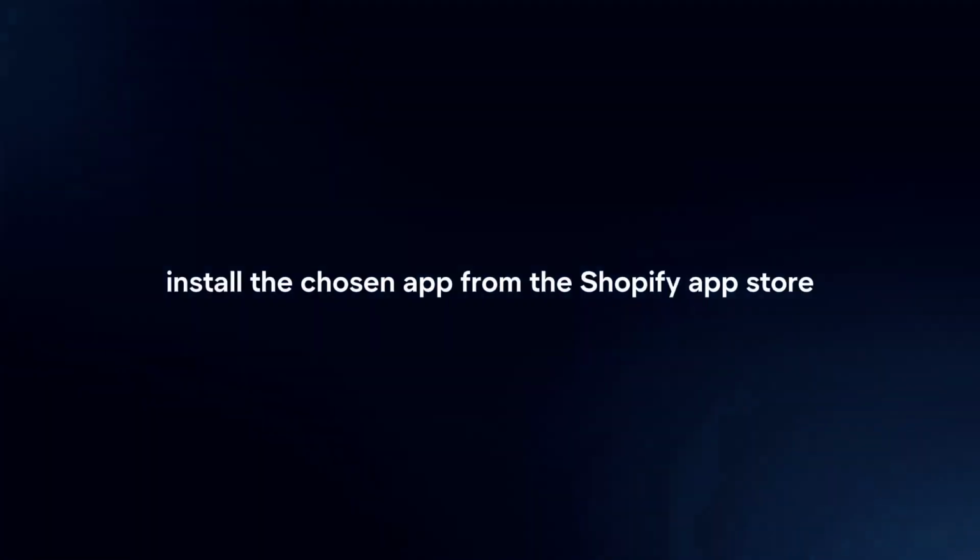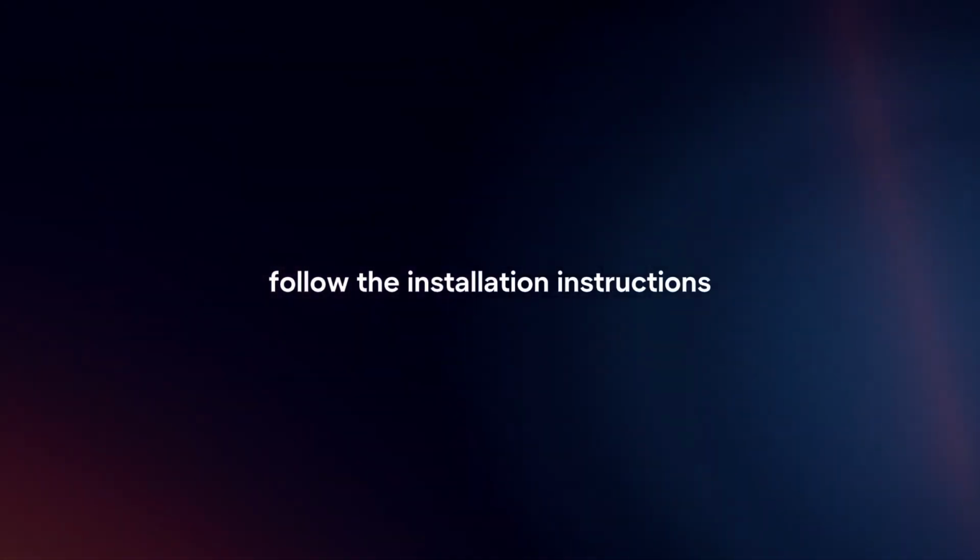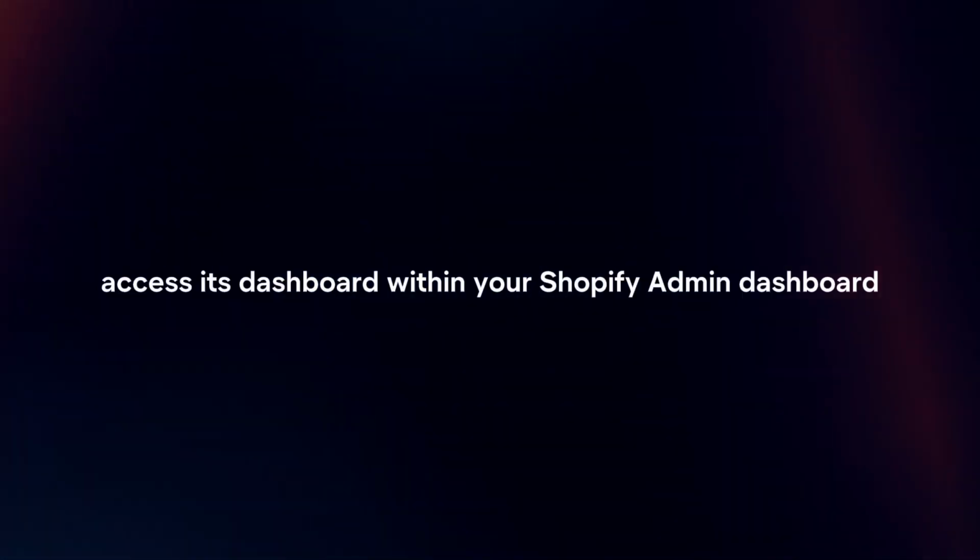Install the app. Install the chosen app from the Shopify App Store. Follow the installation instructions provided by the app developer. Access Duplicate Store feature. Once the app is installed, access its dashboard within your Shopify admin dashboard.